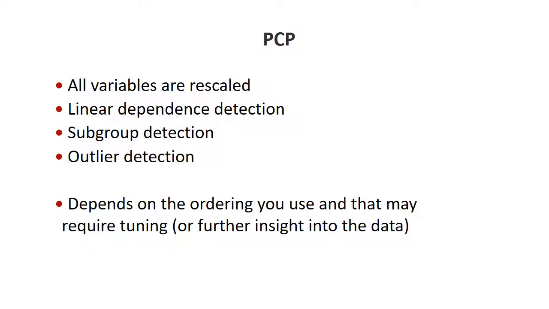So in summary, for the principal coordinate plots, we could say that all variables are rescaled, which allows us to some degree linear dependency detection. That has mostly to do with the fact that we're plotting piecewise continuous lines. Definitely, we could look at subgroup detection, see, for example, in what group what variable is varying the most and which variable is varying the least, and outlier detection. And the outlier detection will come back later.